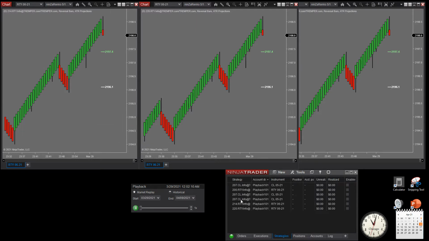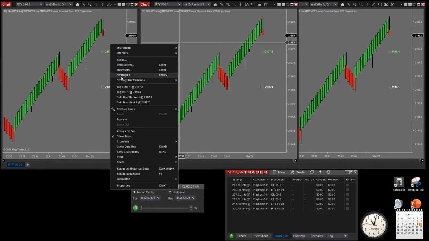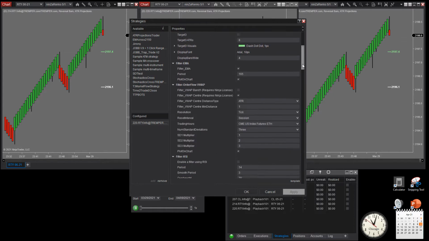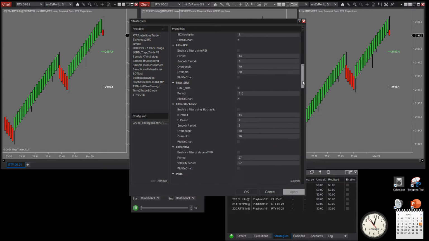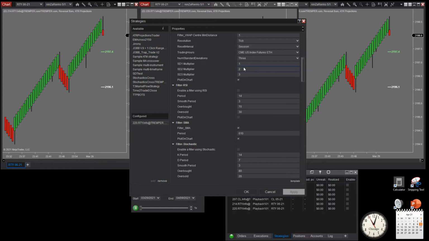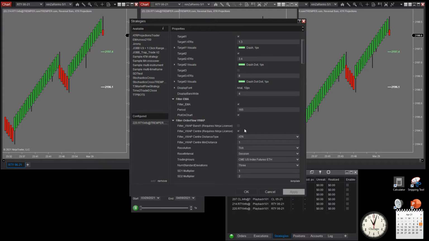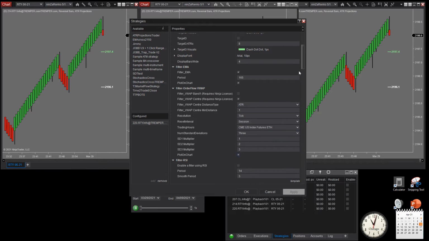And why don't I have a third one? Oh, there it is. In any event, these are all the same strategy, all the same charts duplicated, with the exception of this one, which has VWAP showing and plotting on the screen. Same numbers, just plotting on the screen. Right here, this one here.